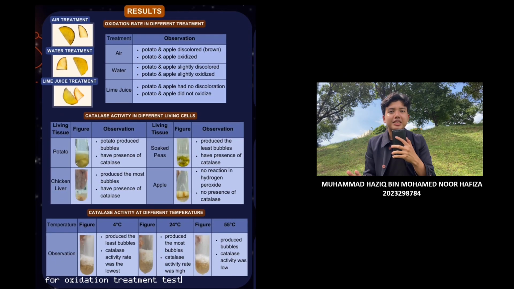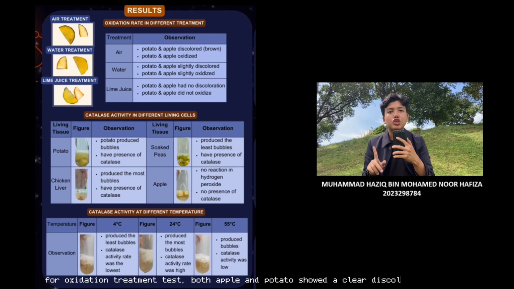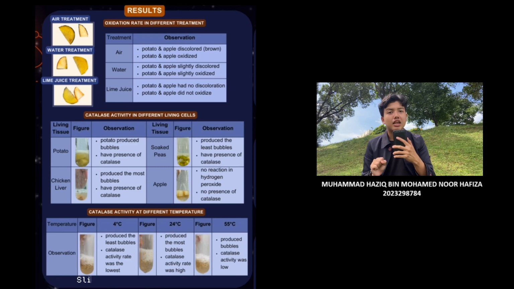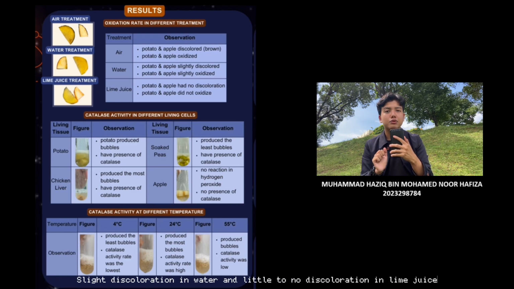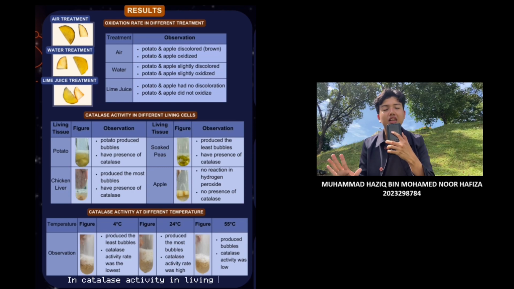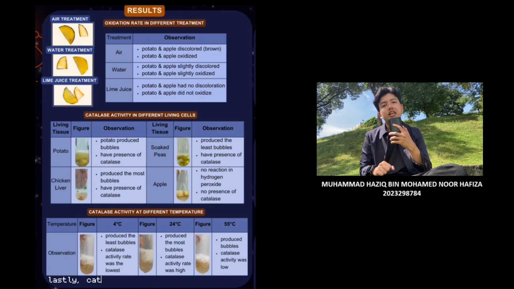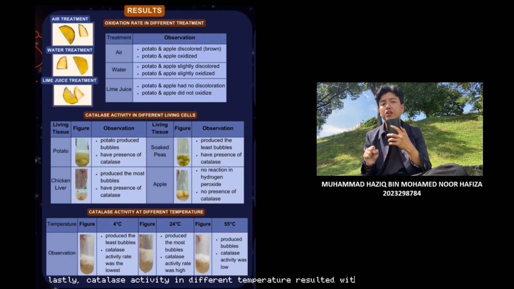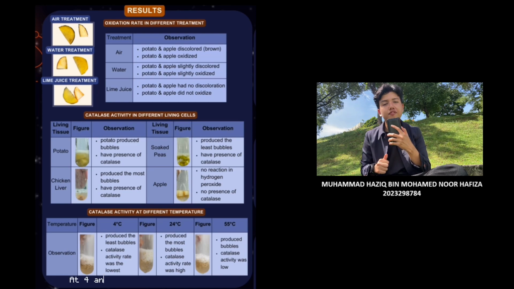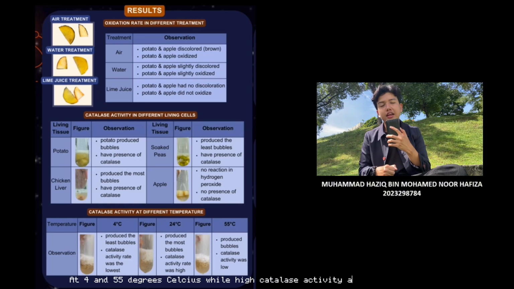For oxidation treatment tests, both apple and potato slices show a clear discoloration in air, slight discoloration in water, and little to no discoloration in lime juice. For catalase activity in living tissue, chicken liver produced the most bubbles, indicating high catalase activity, followed by potato, soaked peas, and apple in decreasing order. Lastly, catalase activity at different temperatures resulted in low activity at 4 and 55 degrees Celsius, while activity was high at 24 degrees Celsius.